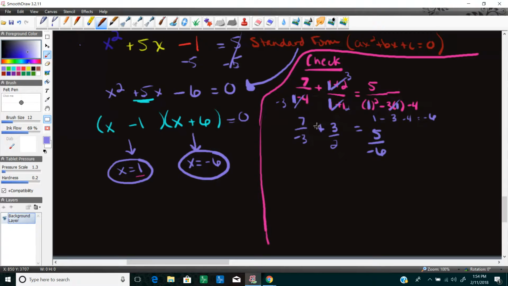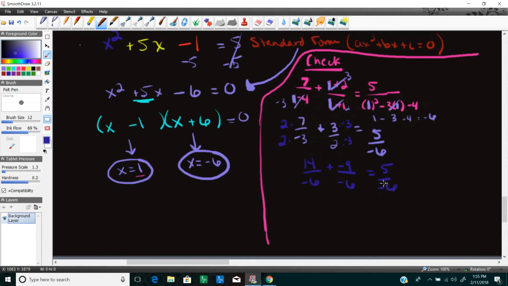So just like before, we have to deal with fractions again. So let's go ahead and find common multiples. If I want to get a negative 6 here, I would multiply this one by 2. Okay, and I would multiply this one by negative 3. So 2 times 7 is 14 over negative 6. 2 times negative 3 is negative 6. Plus 3 times negative 3 is negative 9. 2 times 3 is negative 6. Equal to 5 over negative 6.